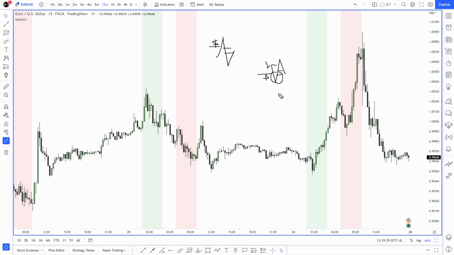And I do believe that in the way ICT teaches this exact method of execution, he does say it's not about taking every single low or every single high, but looking for a clear run on liquidity that happens in favor of the trend, or what we expect to be the daily trend or the weekly trend, to then look for this exact thing to happen, right?